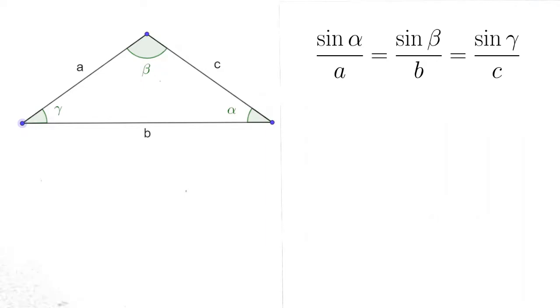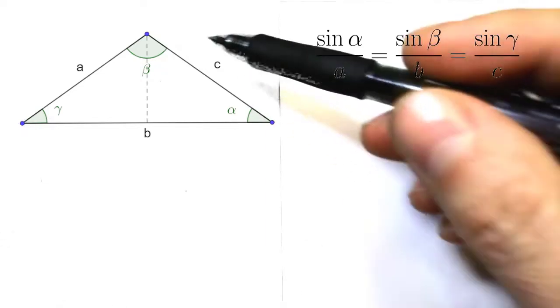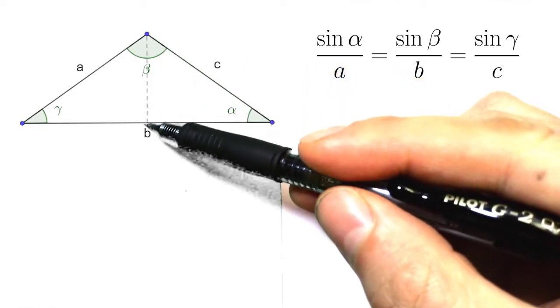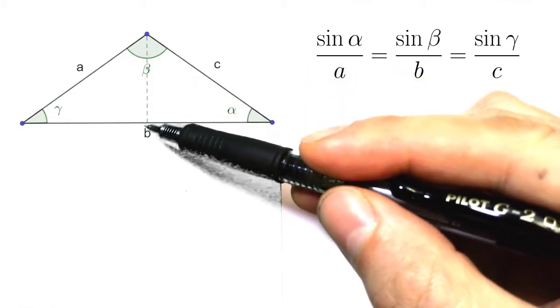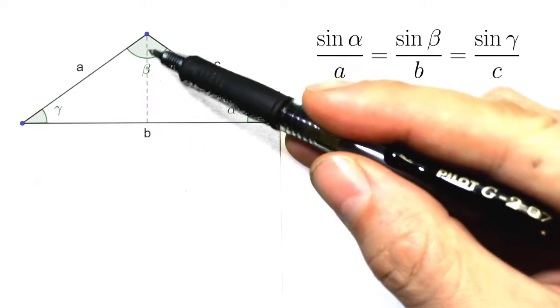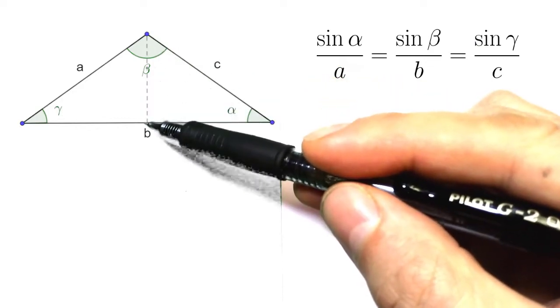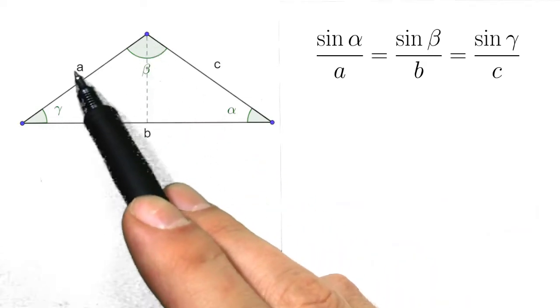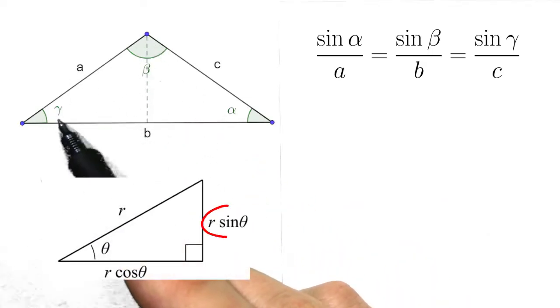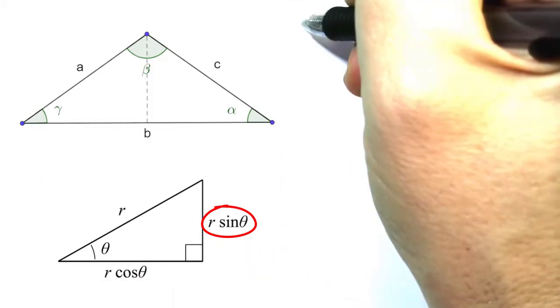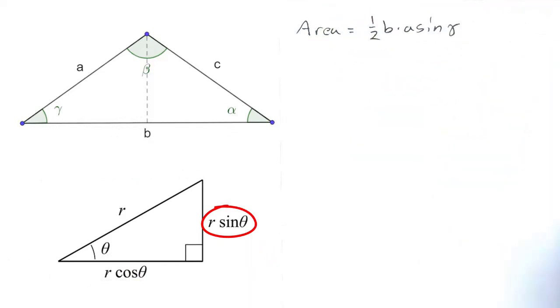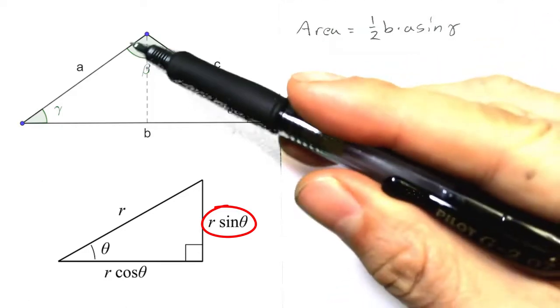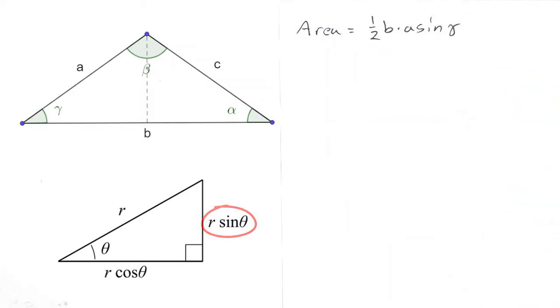To get the height of the triangle, I will just drop a line from the top vertex here down orthogonally to the edge B. All right? I just have to find the length of this line segment. Well, we know from basic trig that the length of this line segment will be A times the sine of gamma. So now I know how to find the area of this triangle. The area is going to be 1/2 B times the height, which we said was A sine gamma.